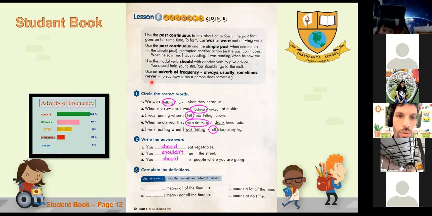We use these words to say how often a person does something. If we use the word always, it means that that person does something all the time, 100% of the time. Okay? If we use usually, it means that somebody does something, let's say 80% of the time.